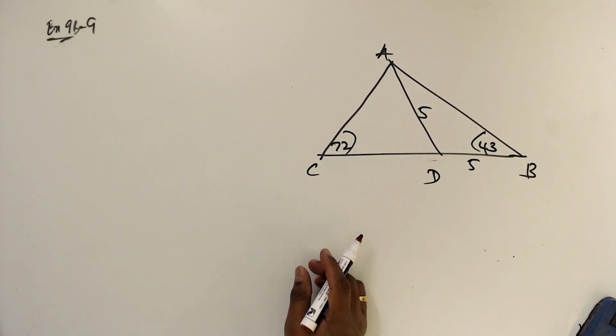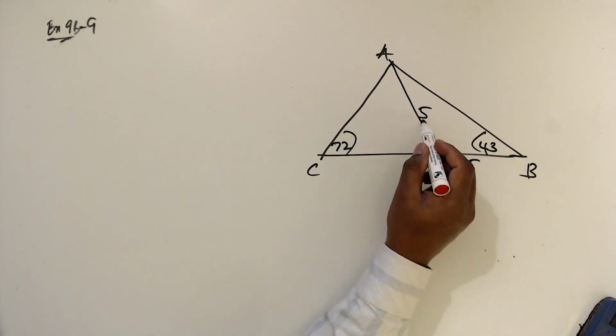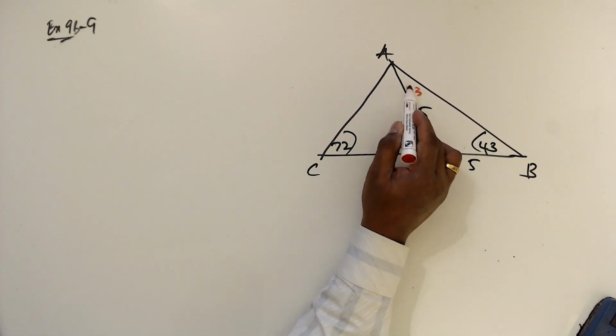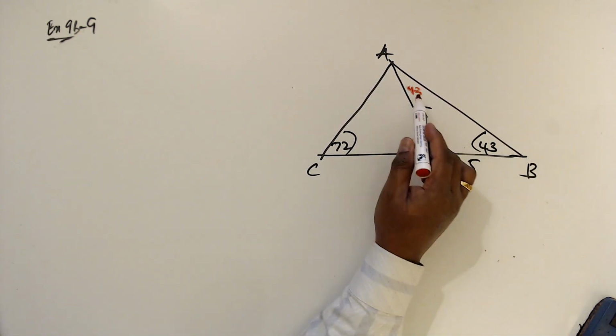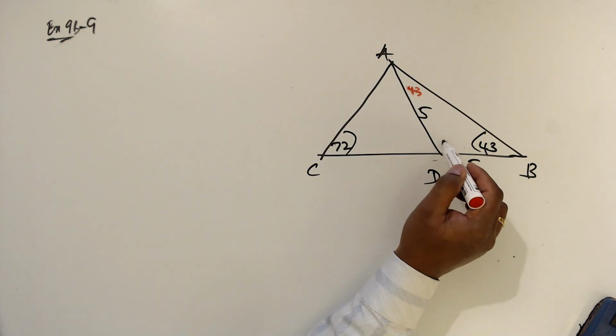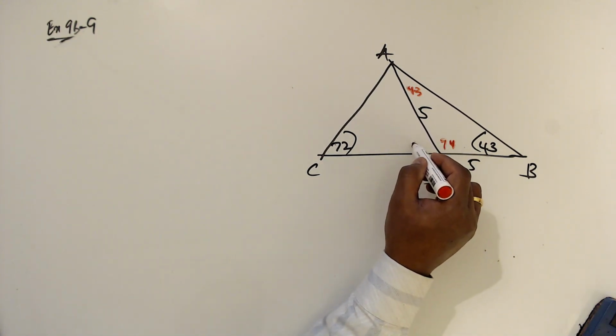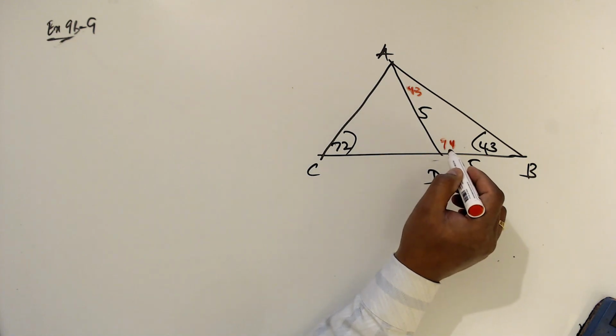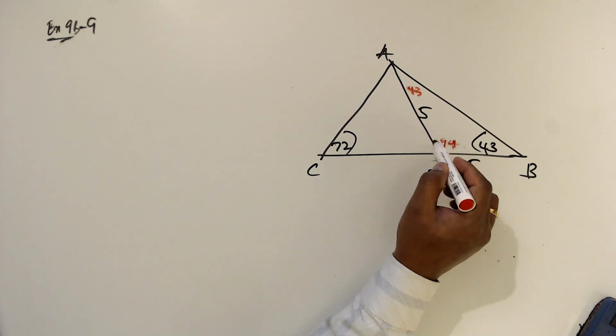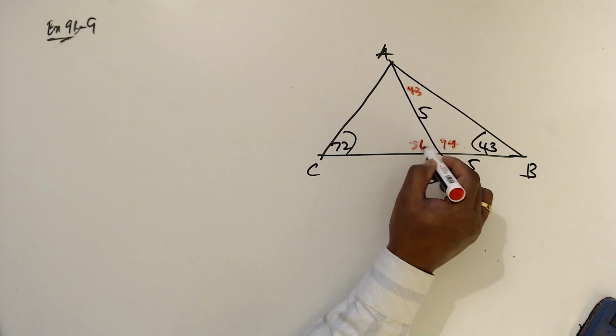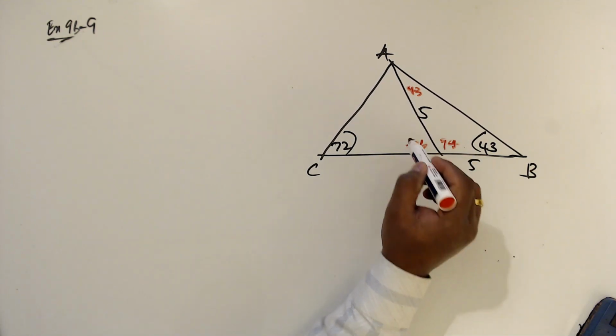Question number 9. So what is the plan for this question? This is 5, this is 5, and this is isosceles, this is 43. Then this is 43, 43. I can find 180 minus this one. This is going to be 94. If this is 94, this is going to be 180 minus 90, 90 minus 4. This is 86. Then this is 86, 72.